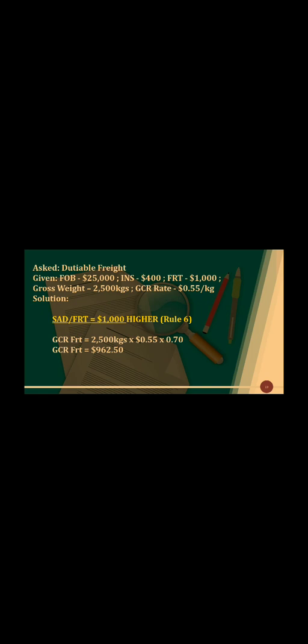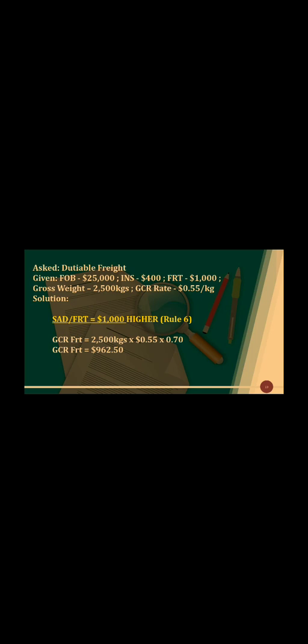And we need to compare whichever is higher between the SAD freight indicated in the problem and the computed GCR freight. So the SAD freight indicated in the problem is $1,000, and to get the GCR freight, we need to multiply the gross weight by the GCR rate. So that would be 2,500 kilograms times 55 cents times 70%.